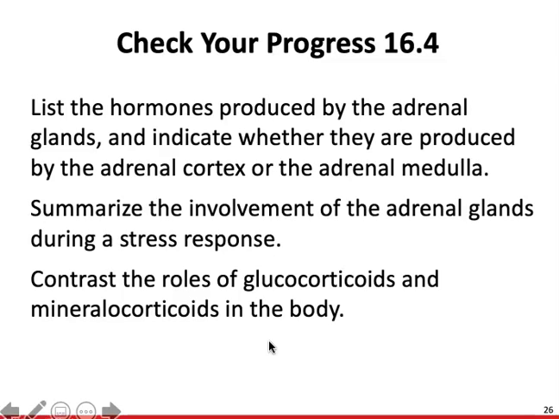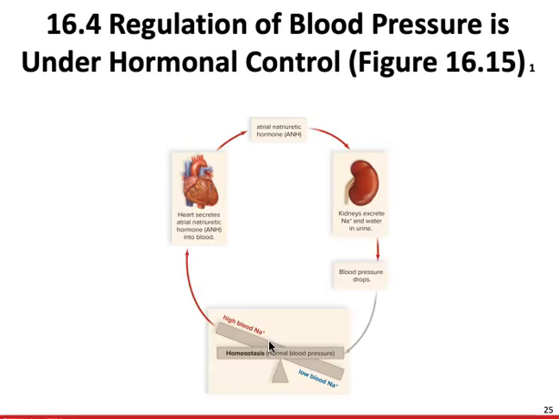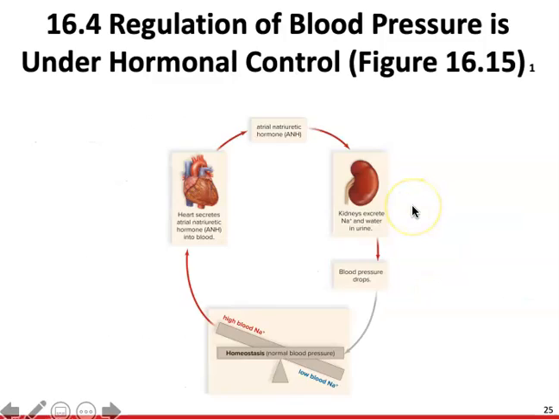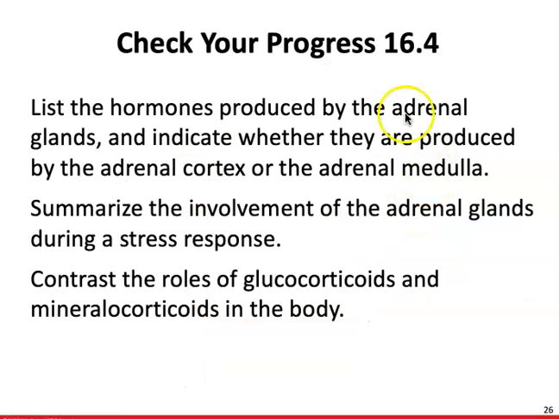You should be able to list the hormones produced by the adrenal glands and indicate whether they are found in the adrenal cortex or medulla. These first three, gonadocorticoids, glucocorticoids, and the mineralocorticoids, are all secreted by the adrenal cortex. Epinephrine and norepinephrine are secreted by the adrenal medulla. I'm sorry I didn't give you a better indication of that earlier. But you should be able to list those five hormones and indicate whether they're produced by the adrenal cortex or the adrenal medulla.